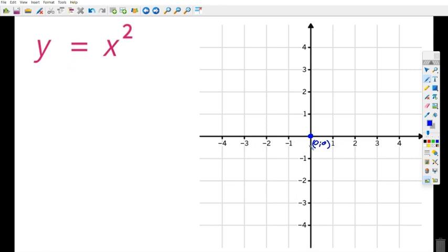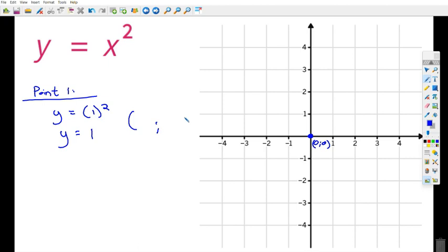I'm going to choose 1 because it's nice and easy. So for my first point, I'm going to sub in x is 1. So y is equal to 1 squared. I picked that out of the sky. That's my own value that I made up. I'm going to put it in there. That means y is going to be 1. You with me?